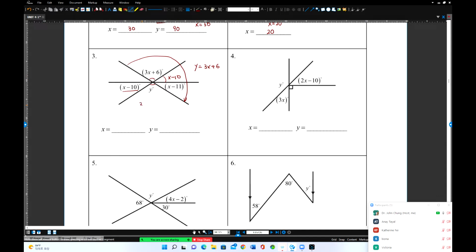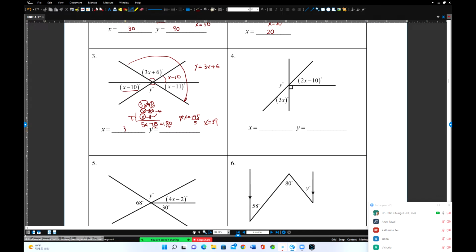So you can add all this: 3x plus 6 and x minus 10 and x minus 11. And you add all these numbers. 3x plus x is what? 5x. 6 minus 10 is what? Negative 4. Another negative 11 is what? Negative 15. This one is actually equal to 180, straight angles. So plus 15 on both sides, so 5x equals 195. After that, you can divide by 5, right? So finally, you got 39. That is the value of x.